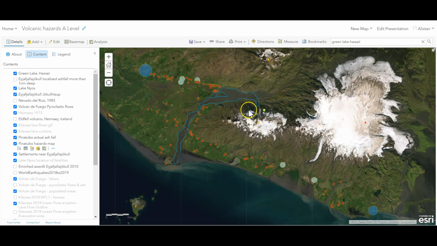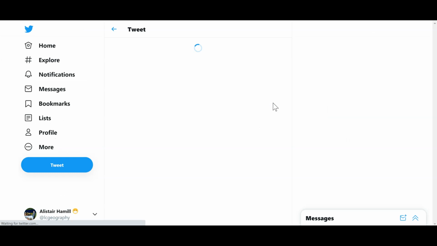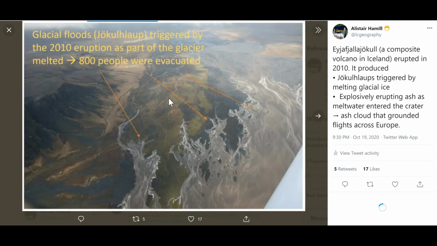But what we're mostly interested in here is this, which is our Jökulhlaup, which is the glacial flood that can happen whenever an eruption takes place. So let's have a look here. The glacial floods, or the Jökulhlaup, was triggered as part of the 2010 eruption. About 800 people were evacuated. We'll take a bit of a look at where they are and where they were evacuated from in a moment. But you can see something of the flood waters that came down as a result of that.